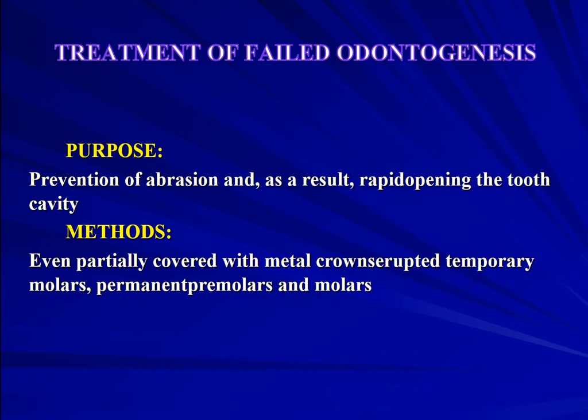Treatment of imperfect odontogenesis. Purpose: prevention of abrasion and, as a result, rapid opening of the tooth cavity. Methods: full or even partial metal crowns on temporary molars, and on permanent premolars and molars.